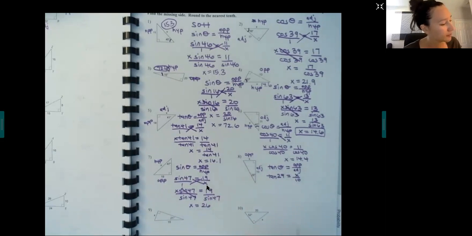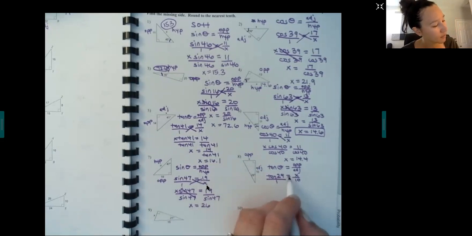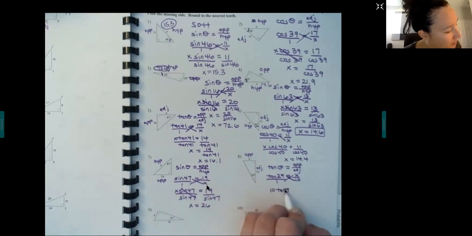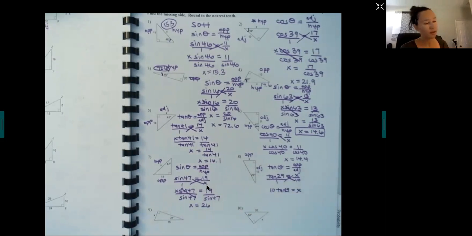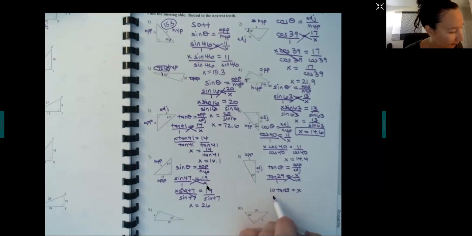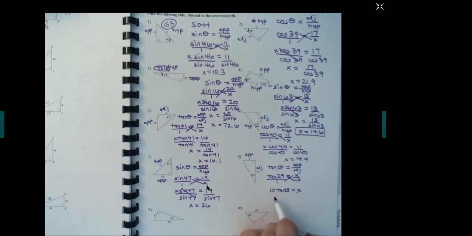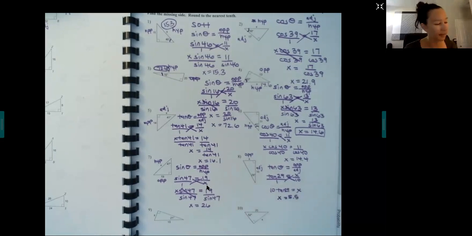Good. And then you cross multiply. And then I got 10 tangent 29 equals x. Yep. Very good. I multiplied 29 by tangent, and then I multiplied by 10, and I got 5.5. Excellent.